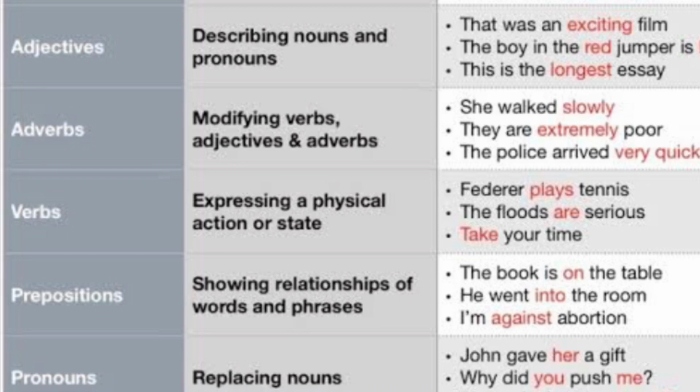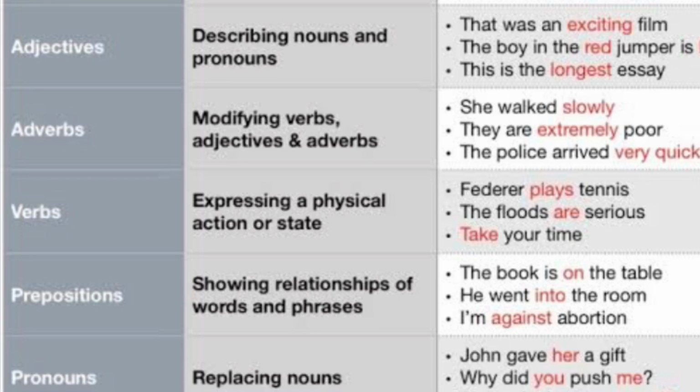The next sentence, they are extremely poor. Poor is an adjective there. So extremely tells more about the adjective. Extremely is an adverb. The police arrived very quick. Arrived. How did he arrive? Very quick. So it is telling about the verb there. So it is an adverb.